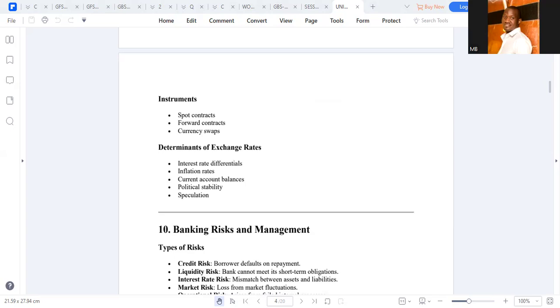The other factors that affect exchange rates are current account balances. If you have surpluses, they will strengthen the currencies. Deficits will weaken it. Political and economic stability: if you have stable environments, they will attract investment and strengthen the currency. Speculation also: investors' expectations can also drive the currencies up or down.